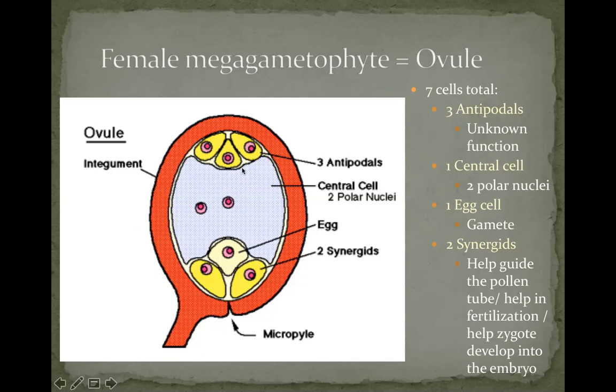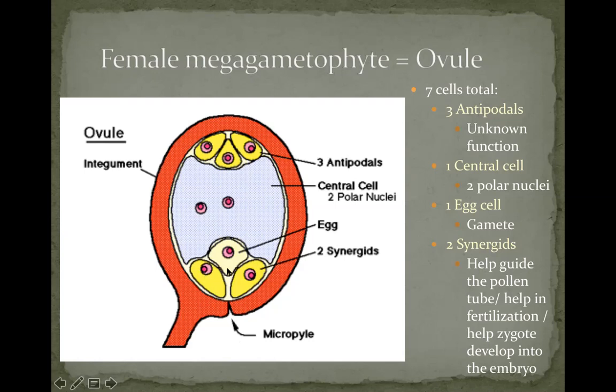And then you have your 1 central cell with your 2 polar nuclei. And that is why there are 7 cells and 8 nuclei. So it's basically an extra nuclei, and it's because that central cell has 2 nuclei. And then you have your egg right here, which again is going to be housed in the ovule. And then your 2 synergid cells. Now, these synergids are really important because they essentially help guide the pollen tube, they aid in fertilization, and they also help the zygote develop into the embryo when fertilization occurs.